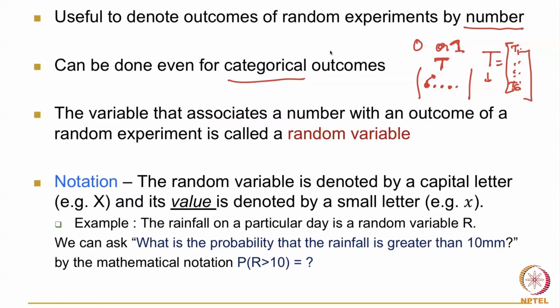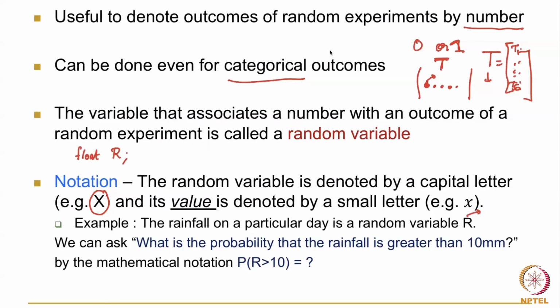So let me make this a little bit more clear. The random variable is typically denoted by a capital letter, and its value is denoted by a small letter. I'm going to take a simple example, and then I'll give you a heat transfer example also. For example, I would say that the rainfall on a particular day is a random variable R. R is the name of the variable. Just like in code, we have variables. If you use C, you will say something like int R or float R or double R.